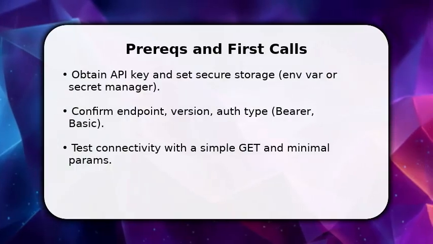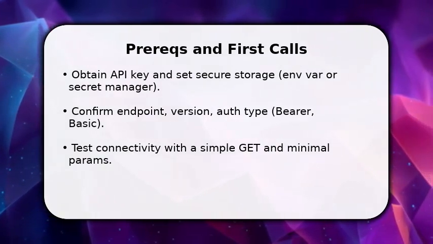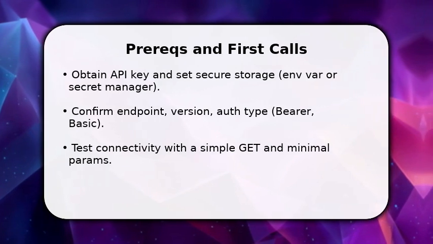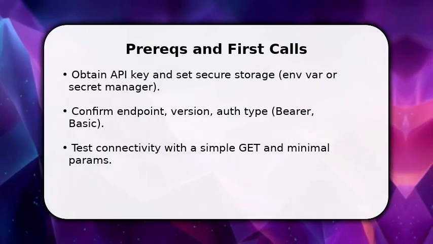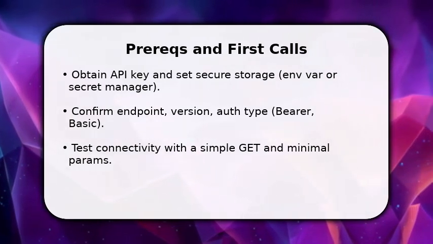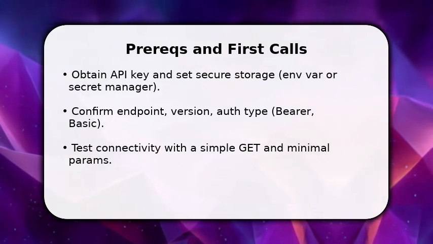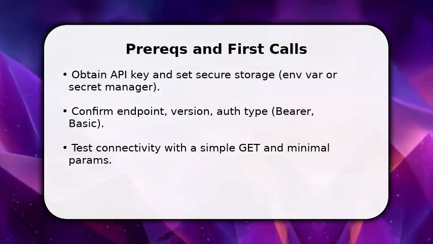You start by confirming prerequisites: API key in a secure var, endpoint URL, and auth method. Then make your first call to a small, known resource to verify connectivity. This validates credentials and shows response structure. Once done, capture headers, status codes, and a sample JSON body so you know what to parse.